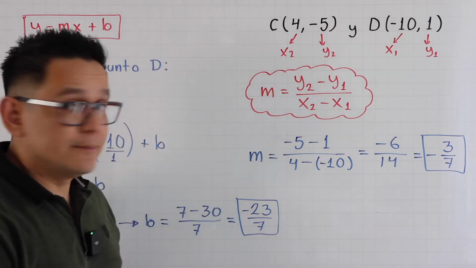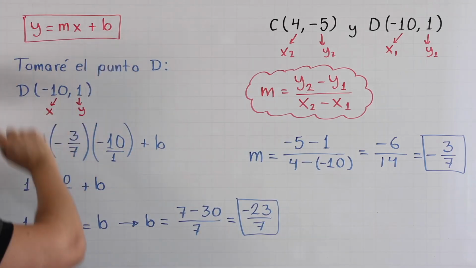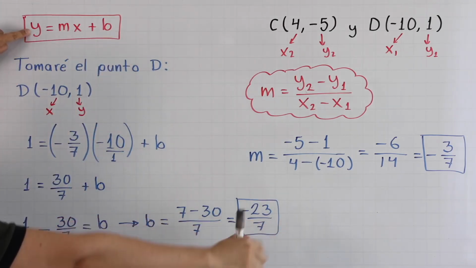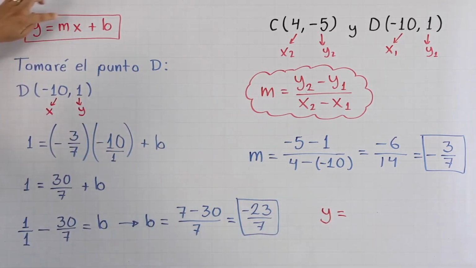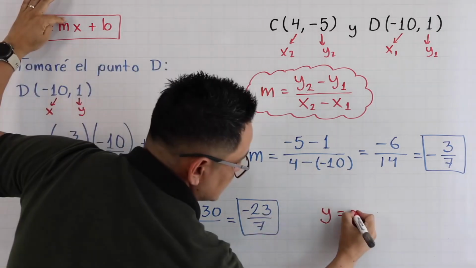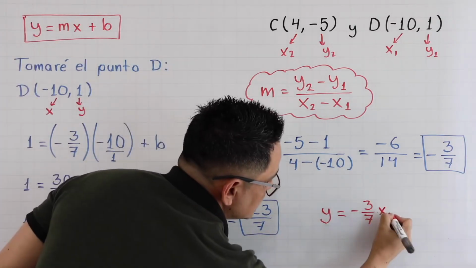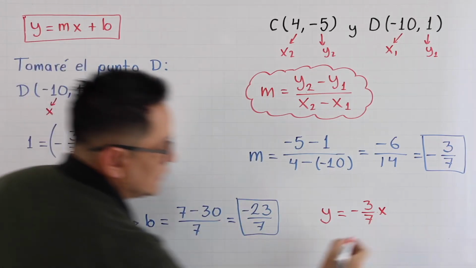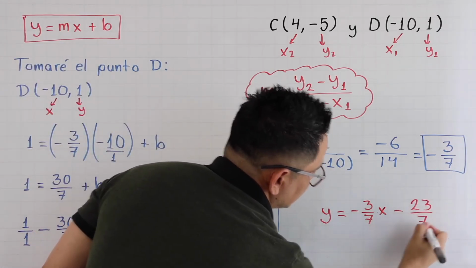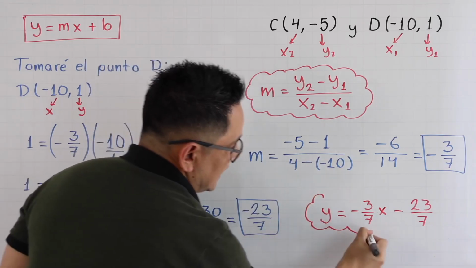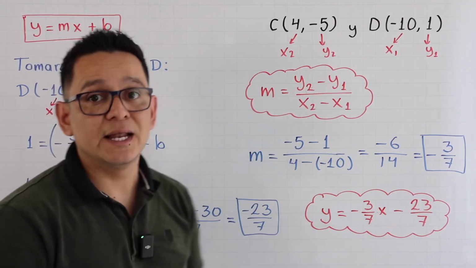Okay, since we already have everything, we just need to substitute directly here. Let me write it here. Okay, so now I have this. And what I'm going to write here will be the final answer. Okay, it's equal to m, which I got as minus 3/7 times x plus b. But b turned out to be minus 23/7. Now this is the equation of the line in its slope-intercept form.